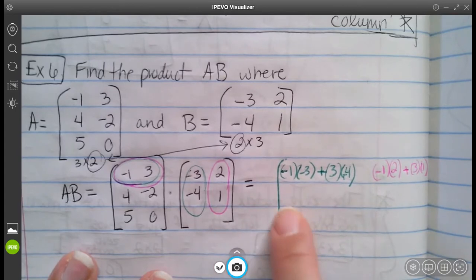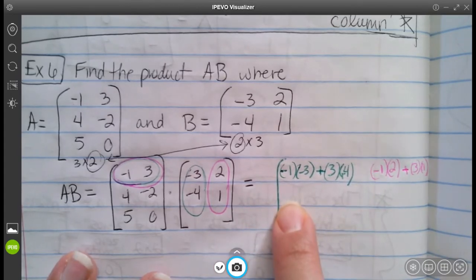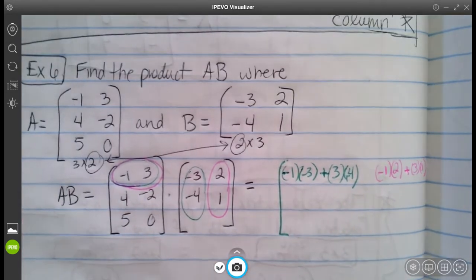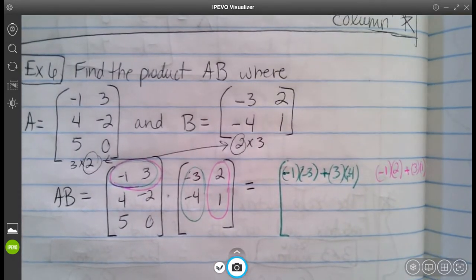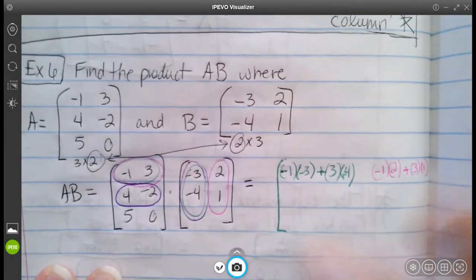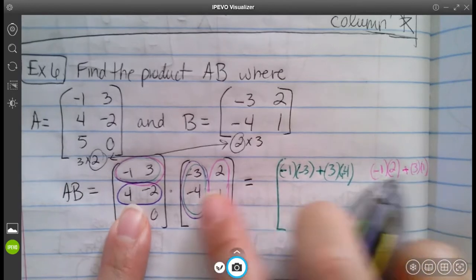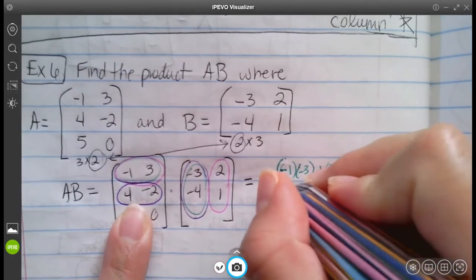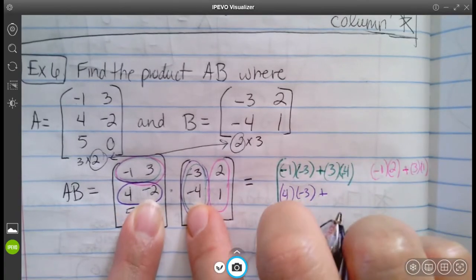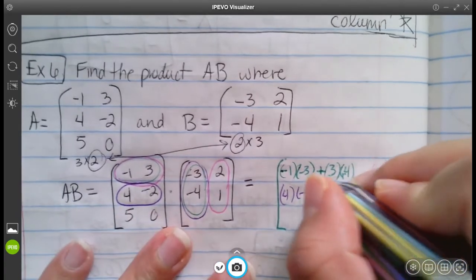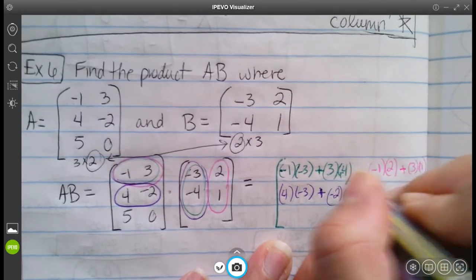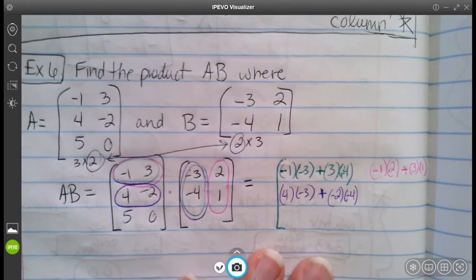Now we're going to look at the next one. We're going to be looking at the second row, first column. I'm going to switch colors here. So second row, first column. That's going to be 4 times negative 3 plus negative 2 times negative 4. When you get really good at these, you can do some of these in your head.